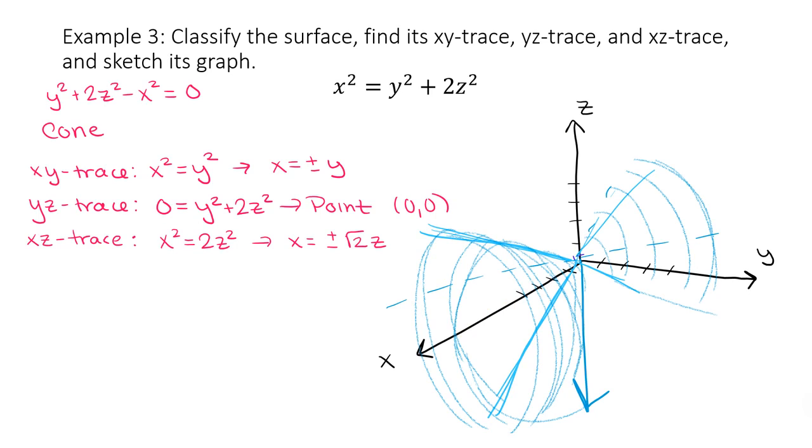And so you're going to see basically circles or ellipses if you slice it along the x-axis. And so that's what the graph of this particular cone looks like.